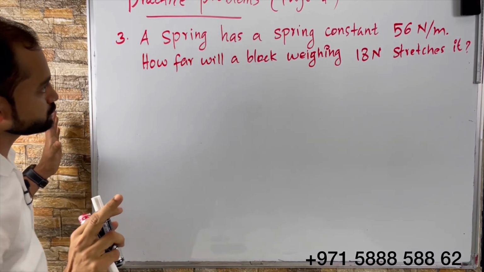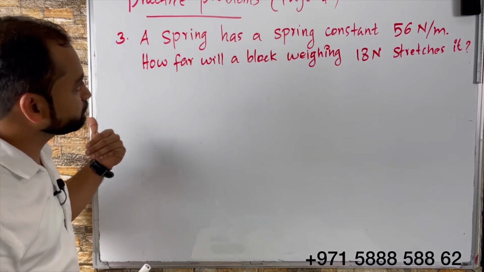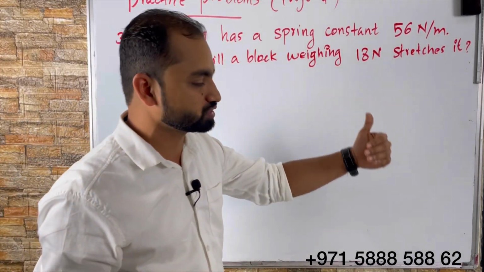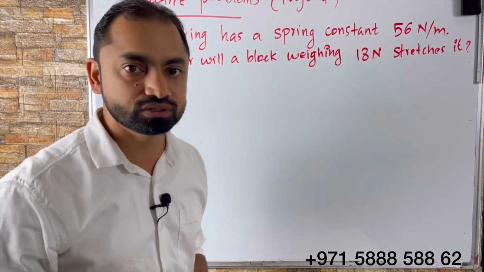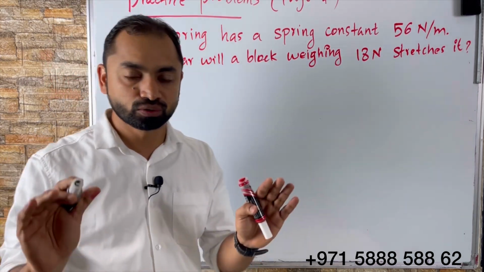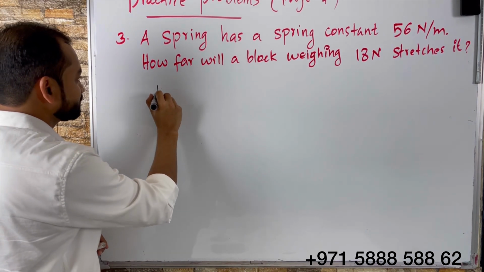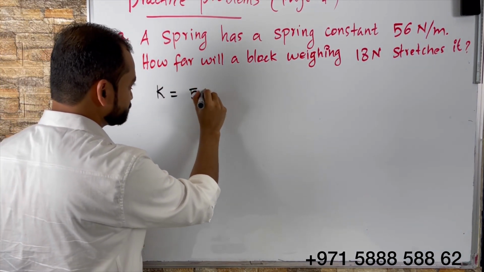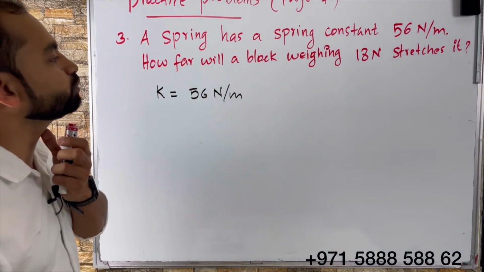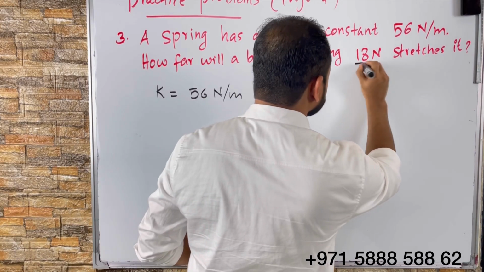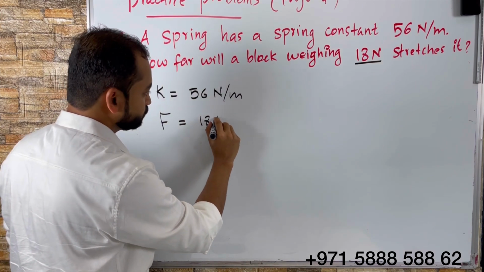A spring has a spring constant of 56 Newton per meter. How far will a block weighing 80 Newton stretch it? So what is given in the question? 56 Newton per meter is given. What is Newton per meter? Newton per meter is the SI unit of spring constant. So spring constant K is given, that is equal to 56 Newton per meter. How far will a block weighing 18 Newton? So Newton is unit of force, right? So F force is 18 Newton, that also given.